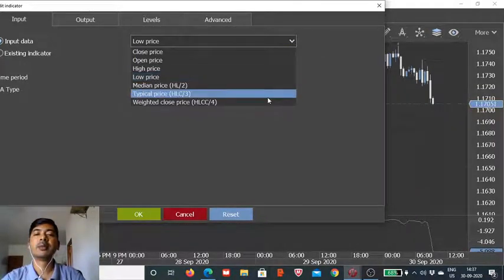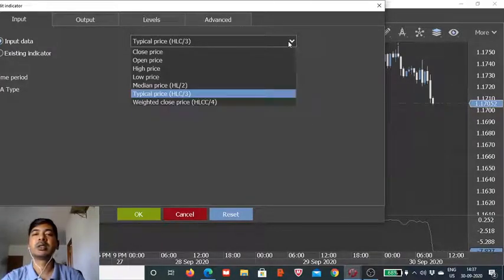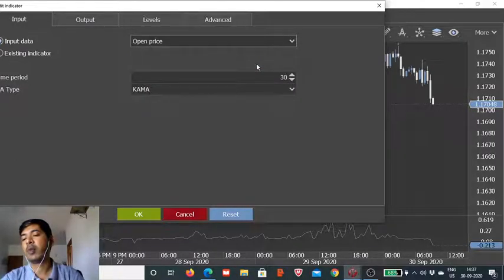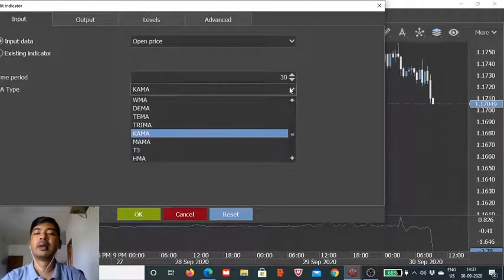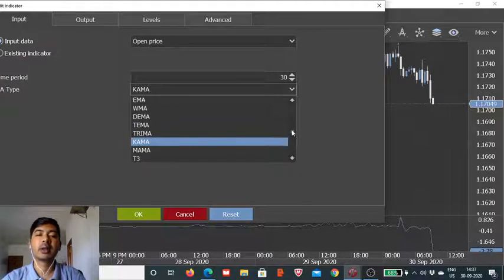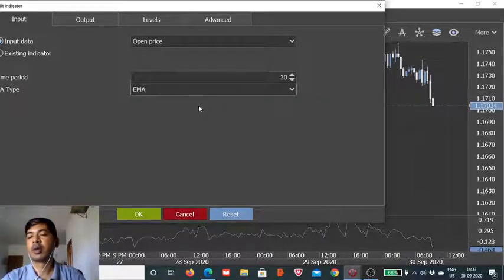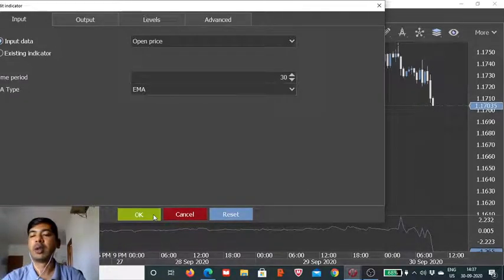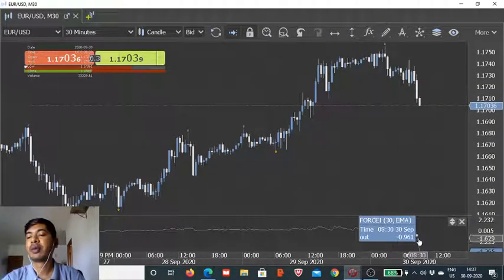Low price. If we use typical price, there is a minor change. Again, if we use high open price, we have a difference in the output value for the force index. We can change this also. If you simply go back to the EMA, this is how it will look on the hourly time frame for EUR/USD. So that's it from my side for today's session.